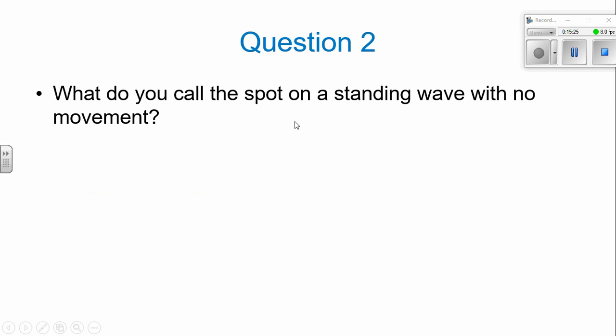So question 2, what do you call the spot on a standing wave with no movement or minimum movement? And if you remember, that spot is called a node.